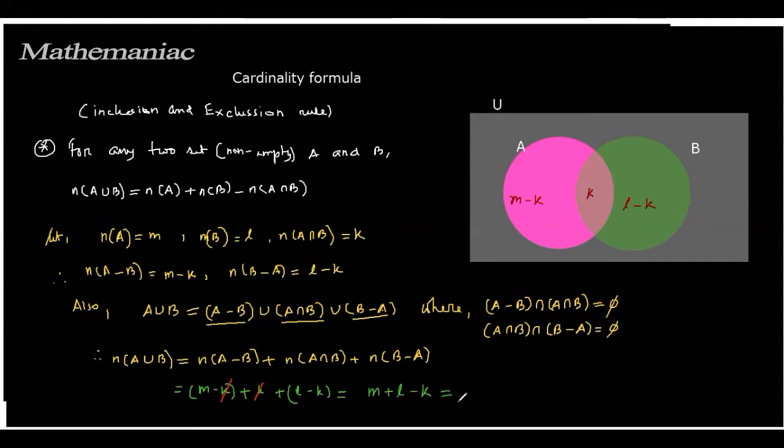Now you go back to the original values. M was standing for number of elements in n of A, L was standing for number of elements in B, and K was standing for number of elements in A intersection B. And that's it. That's the proof. We have started with n of A union B, and we finished with this particular expression. So this is what the cardinality formula of sets is. Cardinality formula we call it because this particular formula involves only the cardinal numbers of the sets.